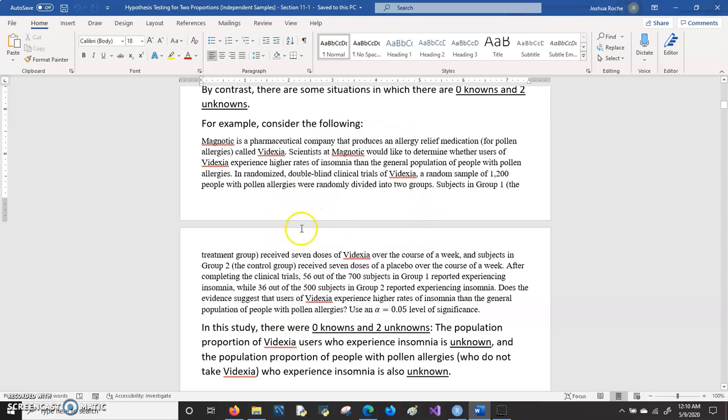There's a lot described in this study, and we'll come back to this study and work it out in more detail. But what is good to point out here is that in this study there are 0 knowns and 2 unknowns. The population proportion of Videxia users who experience insomnia is unknown, and also the population proportion of people with pollen allergies who do not take Videxia, who experience insomnia, is also unknown. So there are 2 unknown proportions.